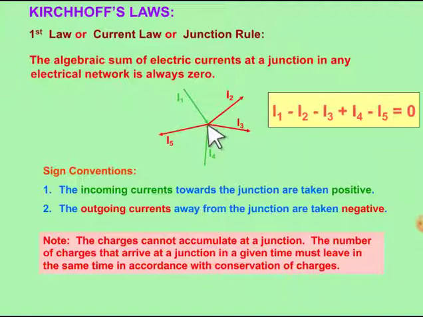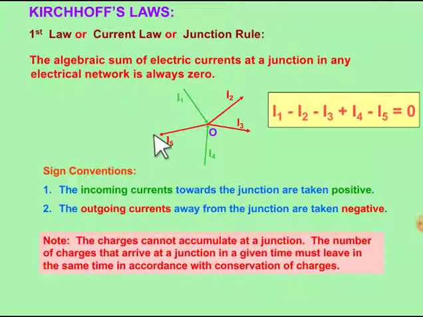Whatever current is coming is due to the flow of charge. So whatever charge crosses a particular point, that much charge must also leave that particular point, through that cross-sectional area.